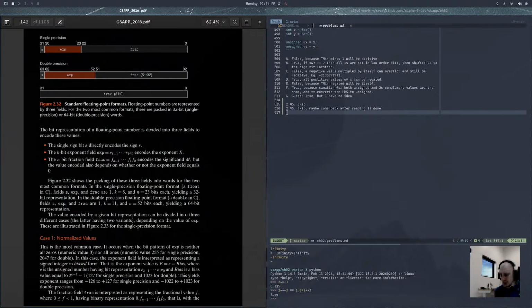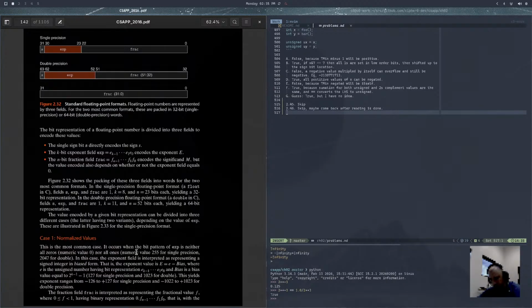This is the most common case. So these are normalized values, they call them. These are values between 1 and 2 for the significand or mantissa, and a non-zero value for the exponent. It occurs when the bit pattern of the exponent is neither all zeros nor all ones. Numeric value 255 for single precision, 2047 for double.